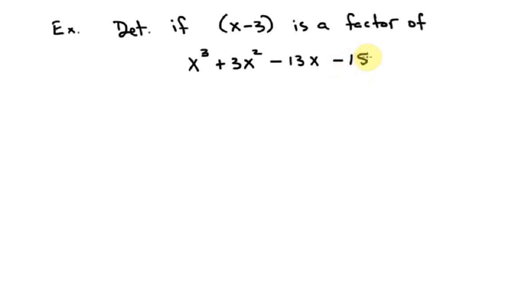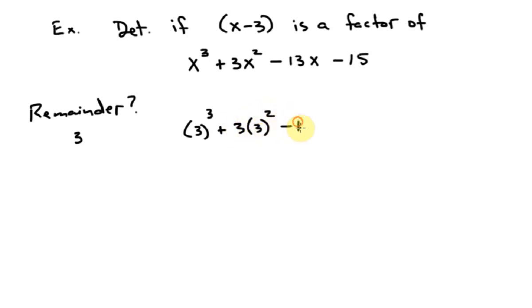Okay. So really, what am I going to do to see if it's a factor? I really just want to look at the remainder. I want to see if the remainder is 0. So what number makes x minus 3 become 0? Positive 3. So that's what I'm going to plug in for x. So away we go, plugging in positive 3, and we've still got one more spot to put it in.